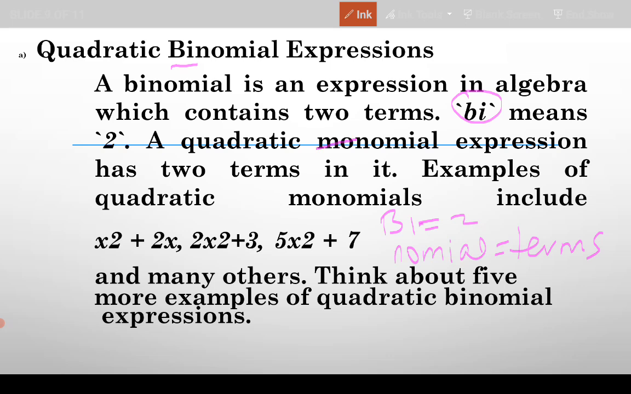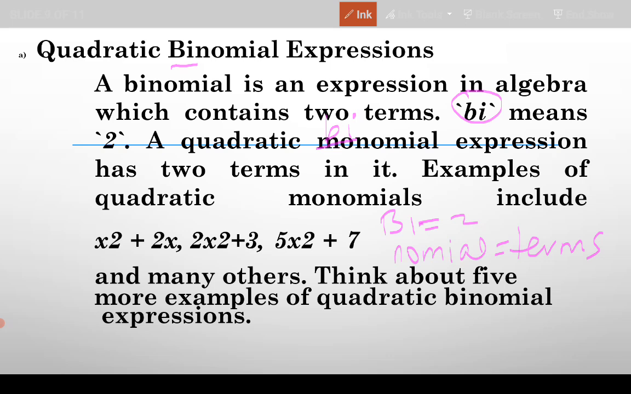binomial, this should be binomial. Please check that this is supposed to be monomial. I mean binomial, not monomial again. We have already looked at monomials before. So a quadratic binomial expression has two terms in it.